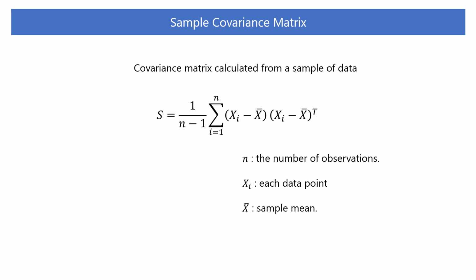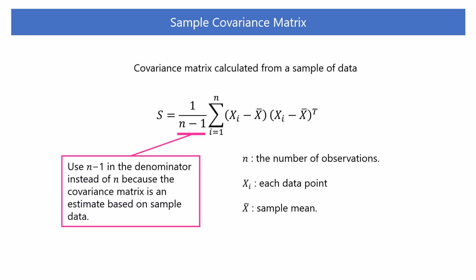The sample covariance matrix can be calculated by this formula. Here, n refers to the number of observations. Each xi represents an observation, and x bar is the sample mean. We use n-1 in the denominator instead of n because the covariance matrix is an estimate based on sample data. This correction ensures the estimator is unbiased, similar to how we compute the unbiased variance from sample data to estimate the population variance.